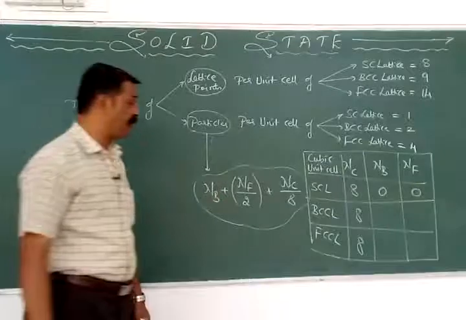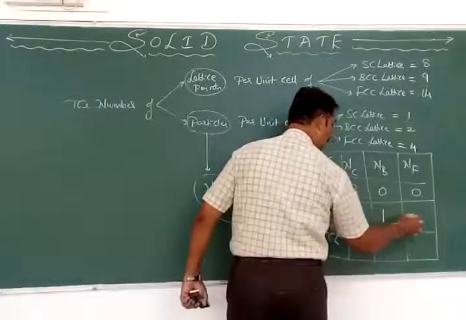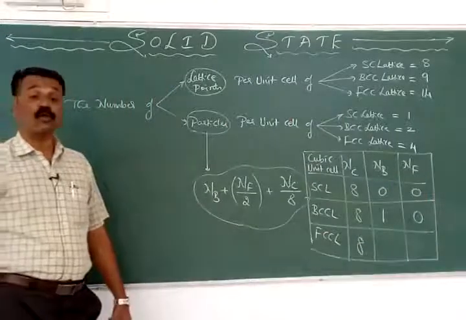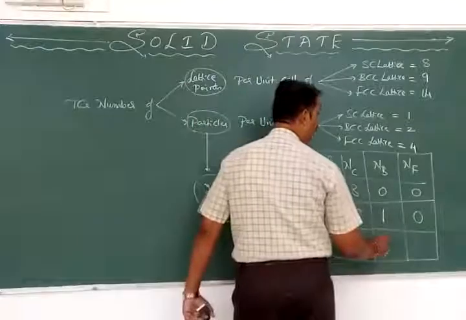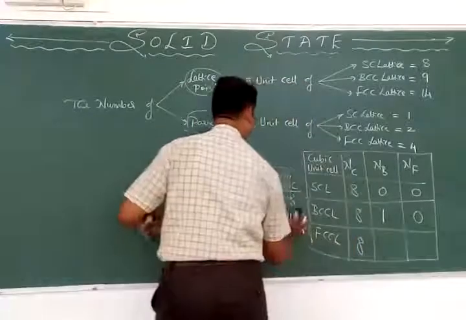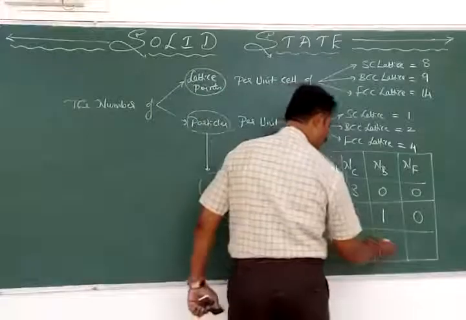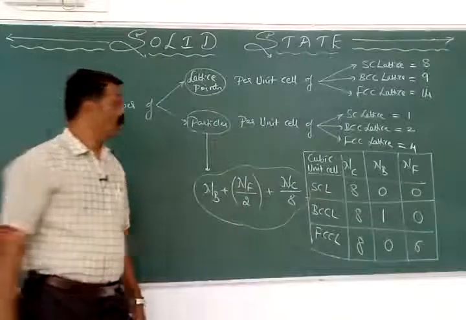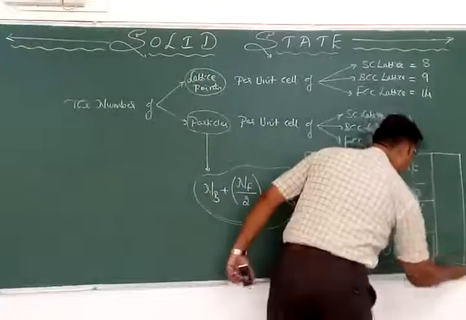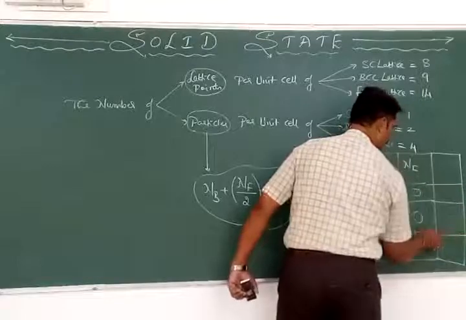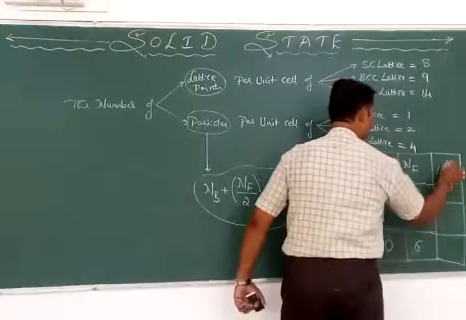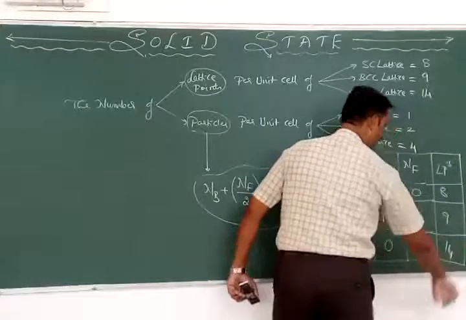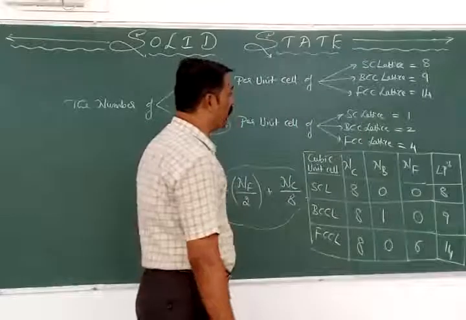If it is a body centered particle, 8 are at corners, 1 exactly at the center, and there is no face centered. With respect to the face centered cubic lattice, no body centered, 0 here, and the face centered is found to be 6. So with respect to the LPs, what is LPs here? Lattice points. Lattice points are 8, 9 and then the 14. Okay? 8, 9 and then the 14.